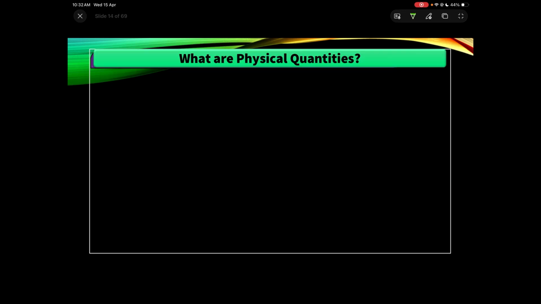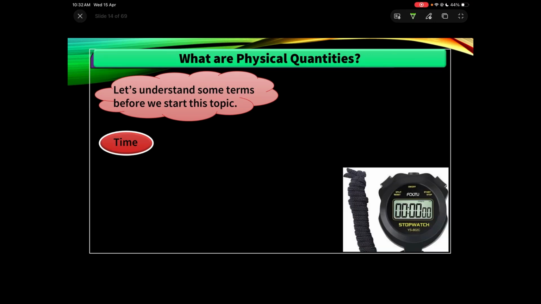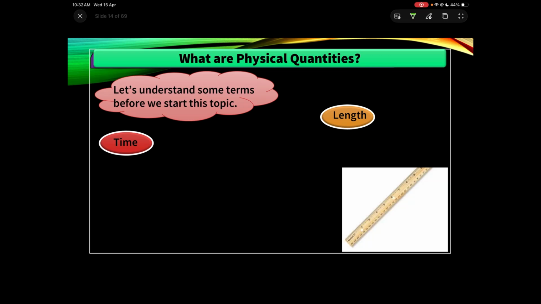What is a physical quantity? You remember, we have measured the temperature, we have measured speed, we have measured the length, we have measured the mass. Let's see, we have to know about all these terms. Time is a physical quantity. Why is it a physical quantity? You can measure the time with the help of a stopwatch. Now, length is another physical quantity. Why? You can measure the length with a ruler.